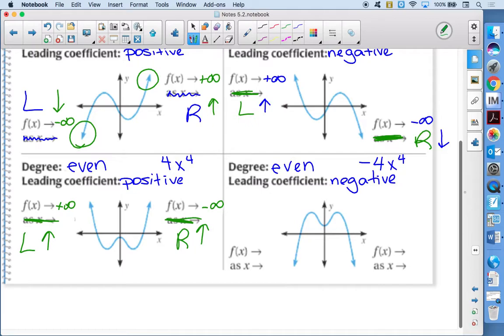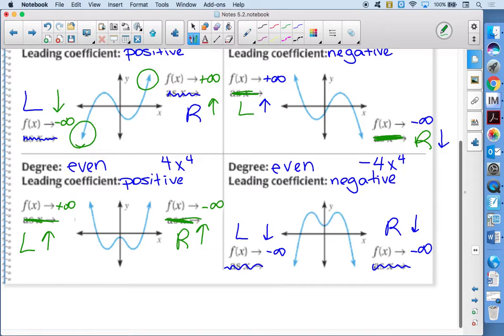If it's even and has a negative number, it looks like an M. So the left side versus the right side: the left side is now going down, and the right side is also going down. I know right now end behavior doesn't seem like it does a lot, but once we start looking at equations, you can at least know the shape of a graph based off of where it should end.